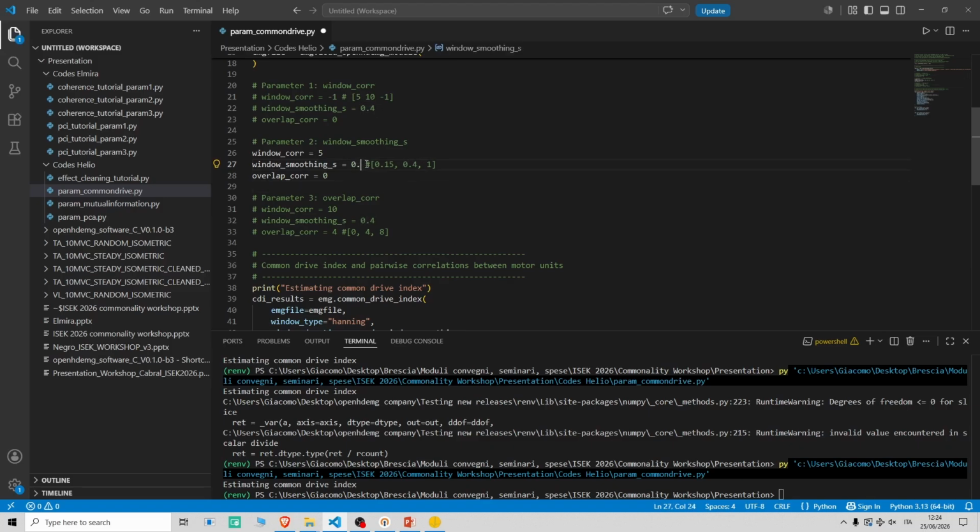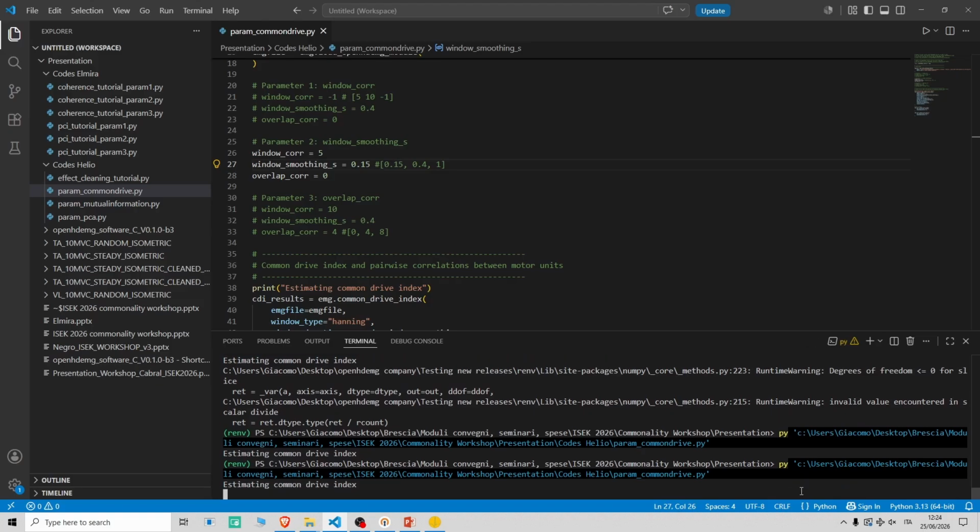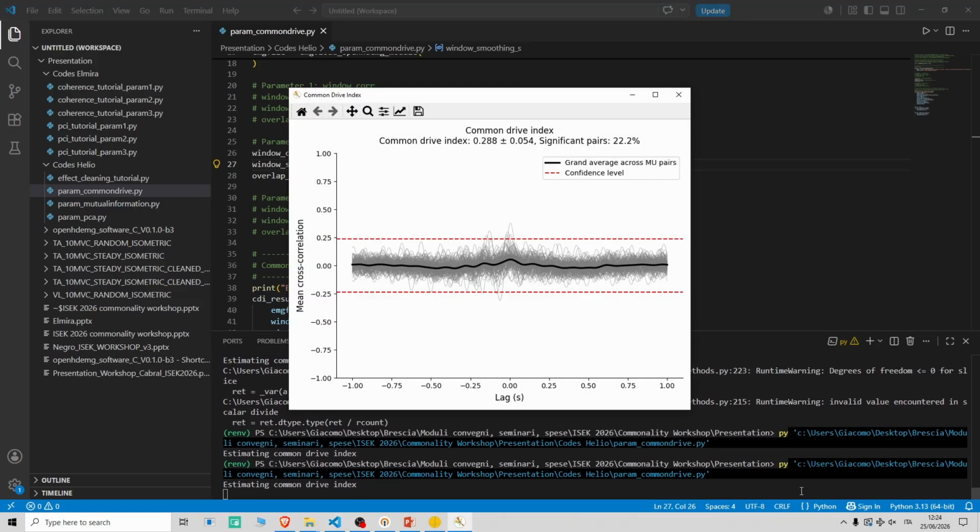With windows, you have to be careful, because if you have, for example, 1 second, you will not catch anything that is lower than 1 hertz, because obviously you don't have enough cycles. It depends on the type of measure that you would like to have. The standard one seems quite good for this.